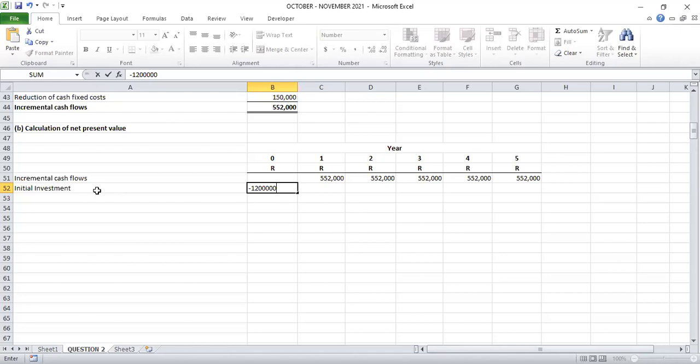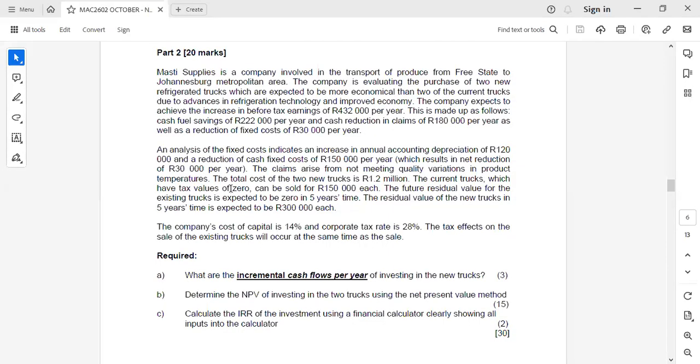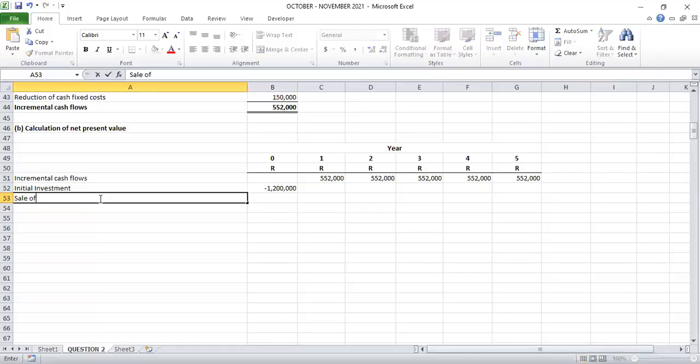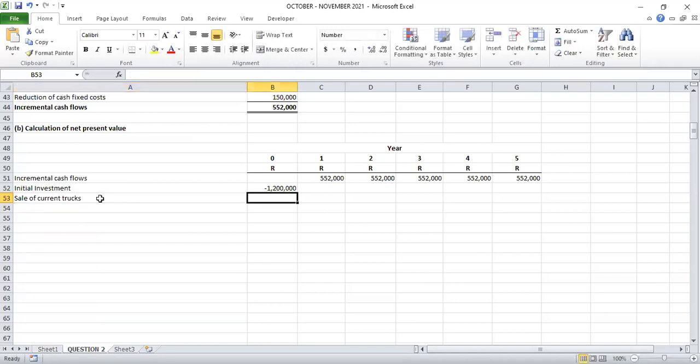Then next, the current trucks, which have a tax value of 0, that means they have a 0 value, will be sold for 150,000 each. So sale of what? Current trucks, which is 150,000 each. It's money coming in, so we'll put it as a positive.